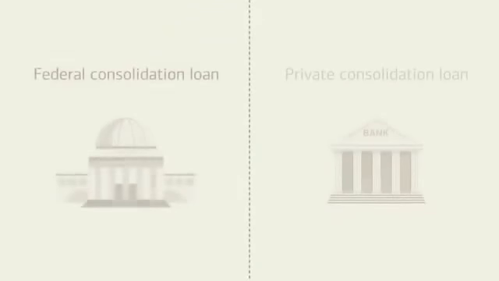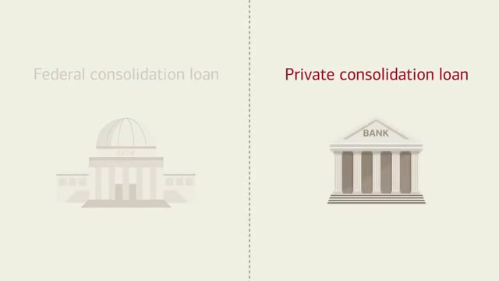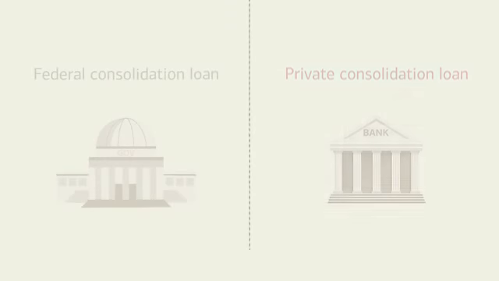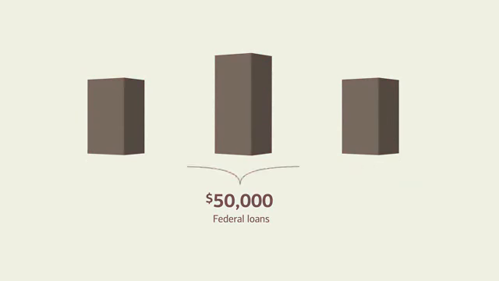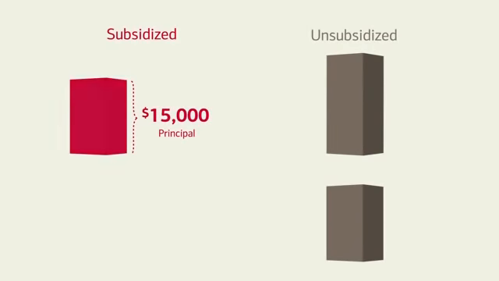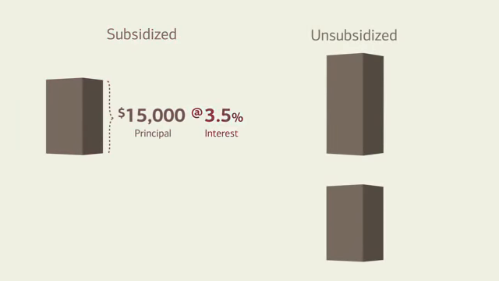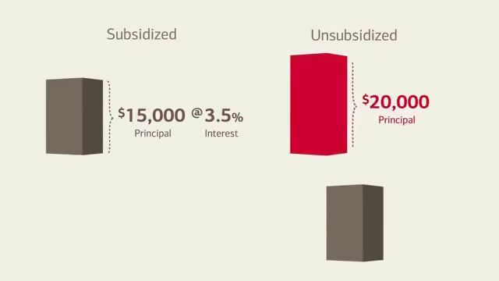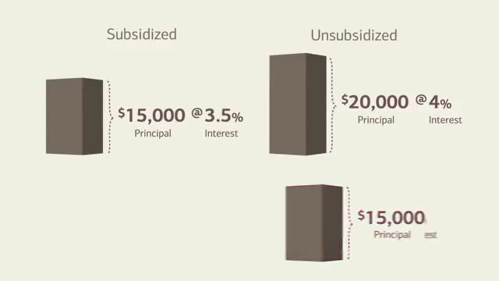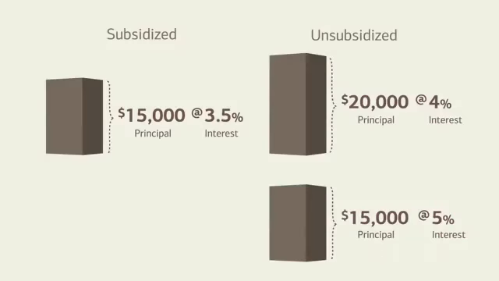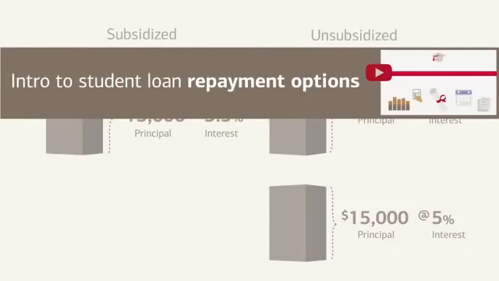Let's look at an example of getting a federal consolidation loan. You can also get a private consolidation loan if you have private loans, but we'll get to that in a minute. Let's say you have $50,000 in federal loans, $15,000 in subsidized loans at a 3.5% interest rate, and then two different unsubsidized loans, a loan of $20,000 with a 4% interest rate, and a loan of $15,000 with a 5% interest rate.